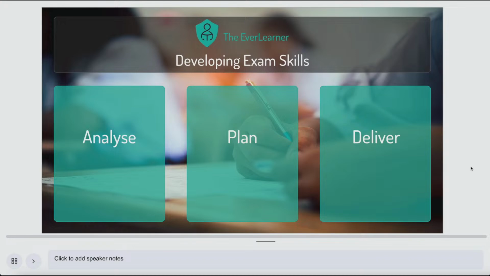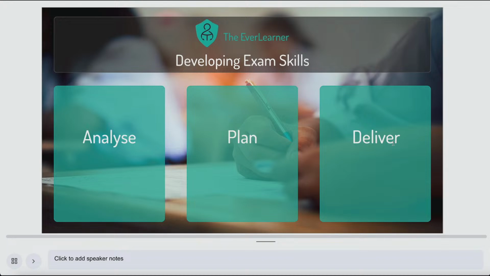Okay, just a couple of things. First of all, I just want to introduce really where we're going to go with this today. Obviously, we're looking at developing exam skills, but I'm going to focus on skills in general. I'm going to take you through a 3-step process: analysing, planning, and delivering. That's what we're talking about in this particular context.